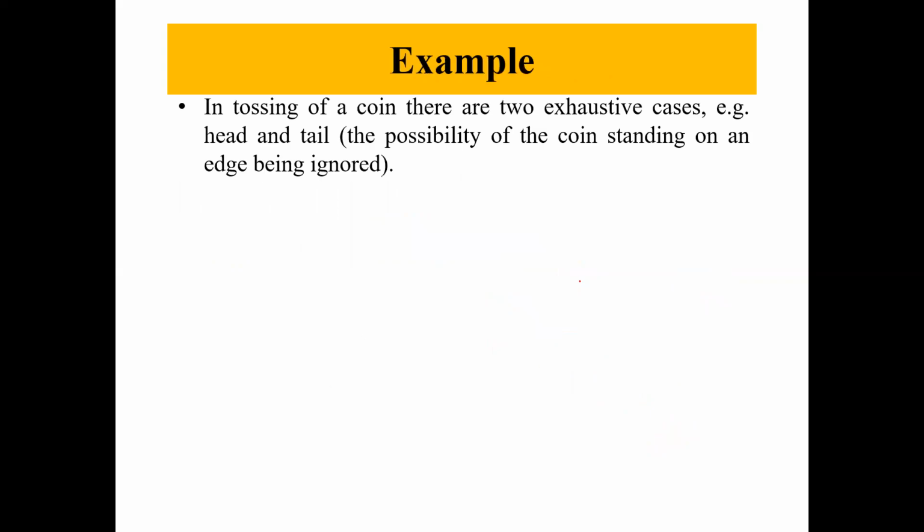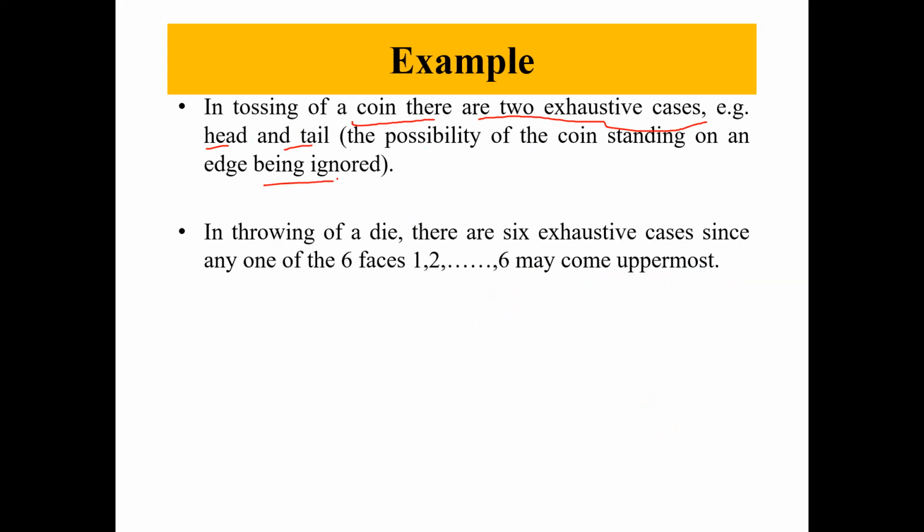As I said, in tossing a coin there are two exhaustive cases, that is head and tail, the possibility of the coin standing on an edge being ignored. If the coin may stand, in that condition it will be ignored. Second example, throwing a die: there are 6 exhaustive cases, since any one of the 6 faces, 1, 2, 3 up to 6, may come uppermost. This is an example of exhaustive cases.